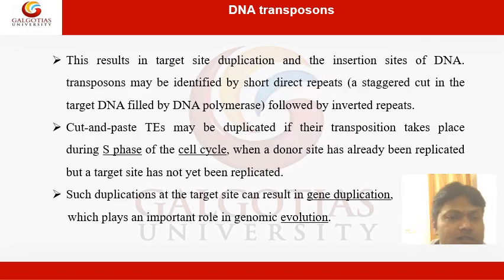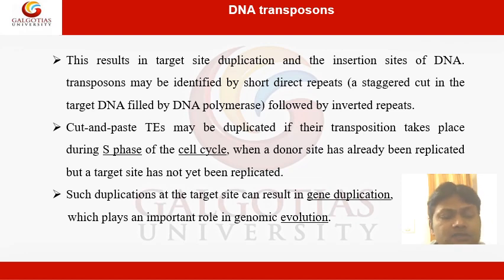This results in the target site duplications and the insertion sites of the DNA. The transposons may be identified by the short direct repeat and a staggered cut in the target DNA filled by the DNA polymerase, and it is followed by the inverted repeat sequences.